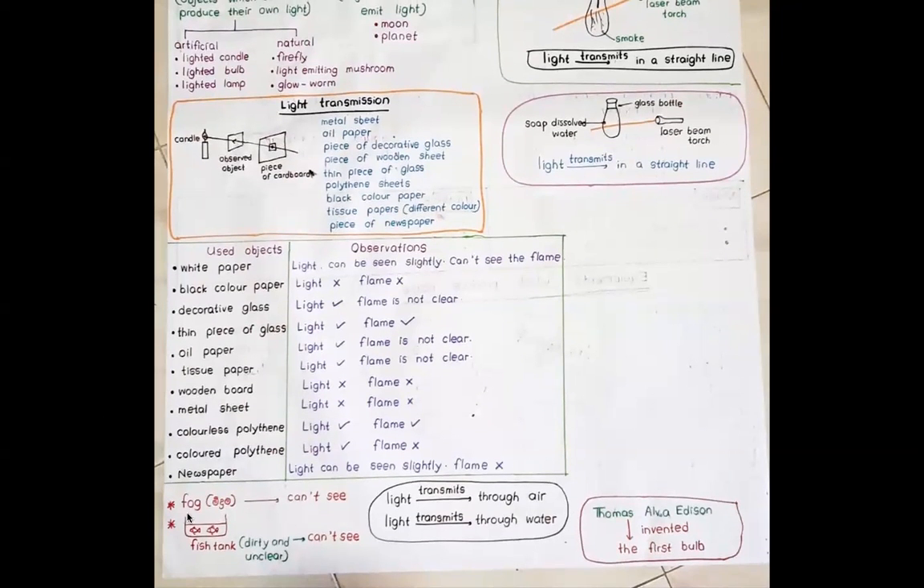Fog. What is fog? Fog is what we call mist, right? In the morning, places like Nuwara Eliya get covered with fog, right? So can you see the road if the roads are covered with fog? No, we can't see. Why is that?